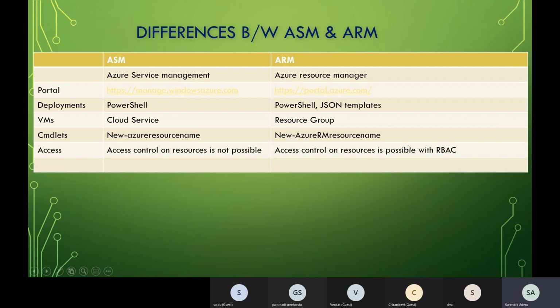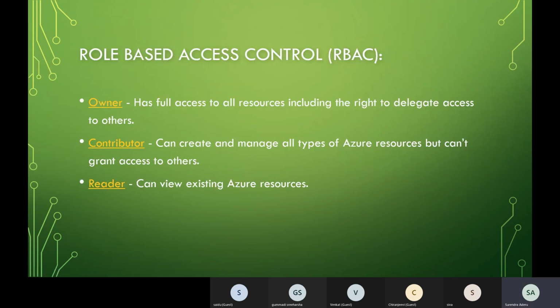When it comes to access, as I mentioned, we don't have access control in ASM. In ARM, they brought in the feature of RBAC. What does RBAC mean? RBAC stands for role-based access control. Why are they calling it role-based access control, guys? Based on your technology and expertise, if you want to manage some services in Azure, you have a dedicated role. Before talking about individual technology roles, these are the common administrative roles available.